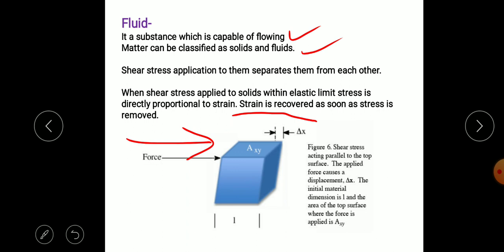For deformation to occur, the force should be very high. Only at that time will the solid be deformed. That means solids resist deformation under shear stress. If we apply a shear force to a solid, it causes shear stress, but the solid shows high resistance to the force. Solids will not flow because of their higher resistance to the force.